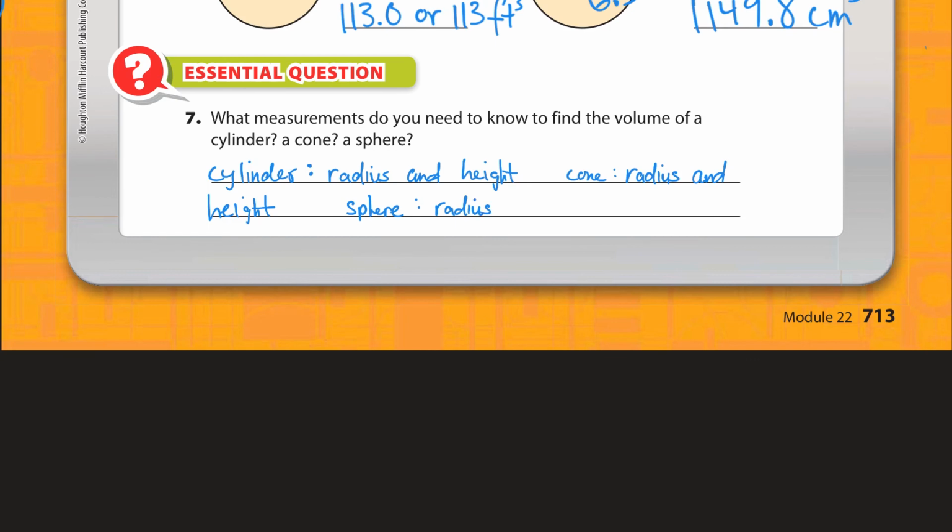And that's about it. I'll separate these by semicolons. And that's it. That's all you got to know for this.